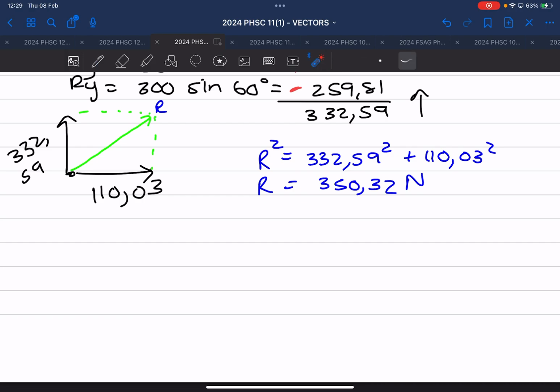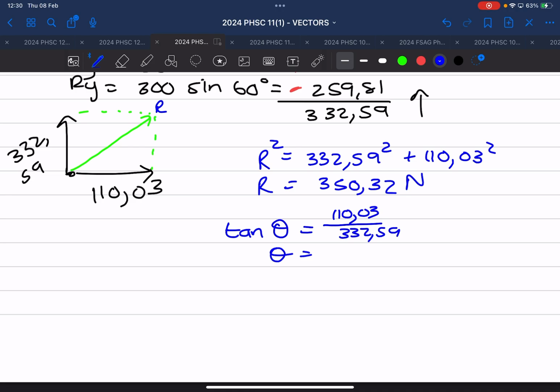Now I want an angle. Now I'm happy about this angle because I do not have to add 90 degrees or subtract 90 degrees or anything, because I'm going to calculate that angle, then it's from the 0 degrees. Okay? So the tan of theta is going to be 110.03 over 332.59, and I get theta to be 18.306, and then if I put these two together, I get 350.32 Newton at 18.31 degrees.